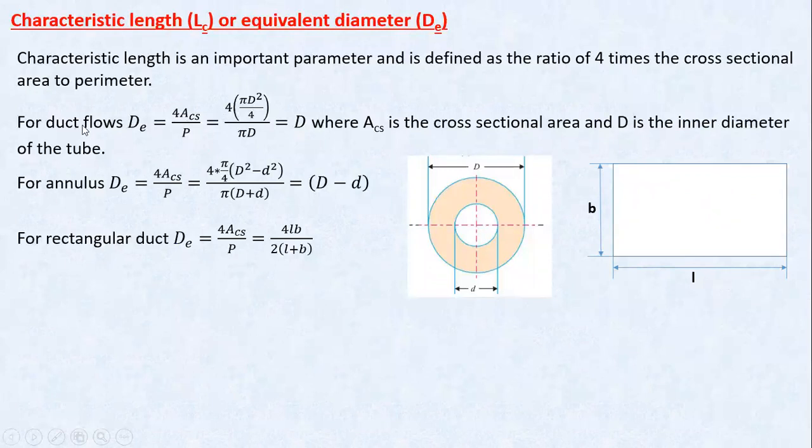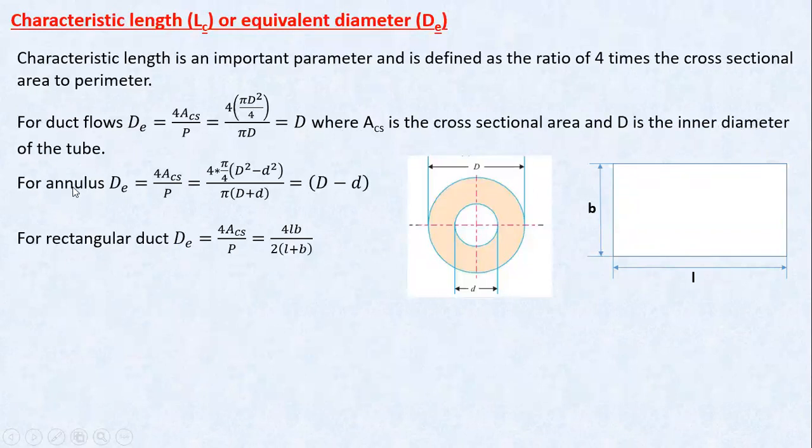So for the duct, for example, consider a duct flow. That means fluid is flowing through a duct. Then 4 times the cross-sectional area is given as pi d square by 4 divided by the perimeter. Perimeter is nothing but the circumference and it is given as pi d. So if we simplify, we get the diameter of the pipe itself as the characteristic dimension or the characteristic length, where ACS is the cross-sectional area, D is the inner diameter of the pipe.